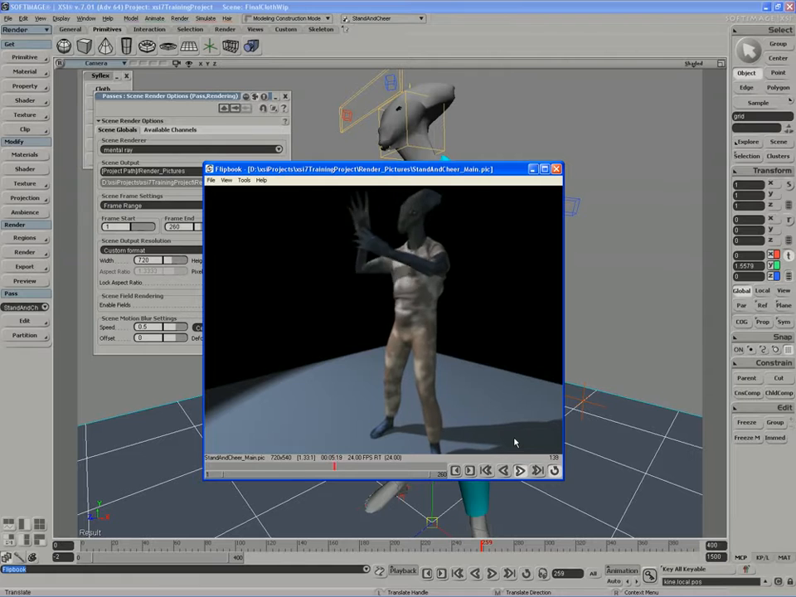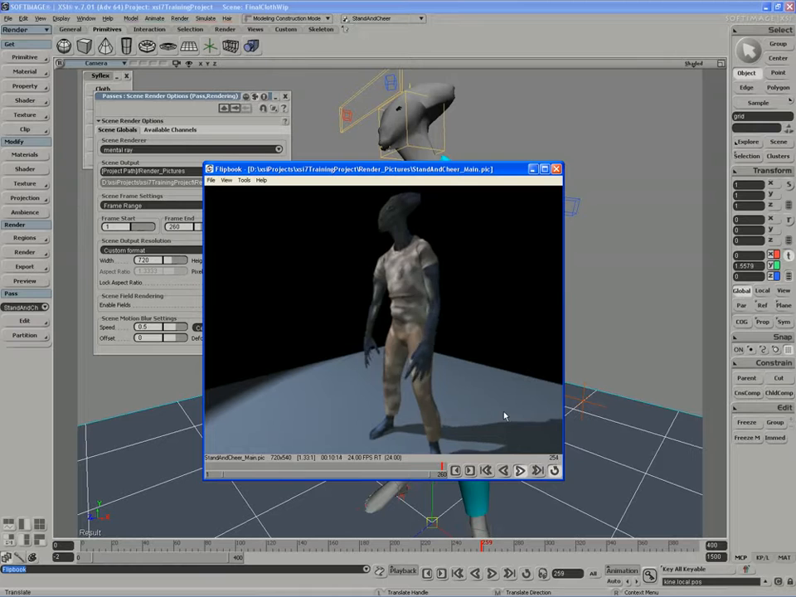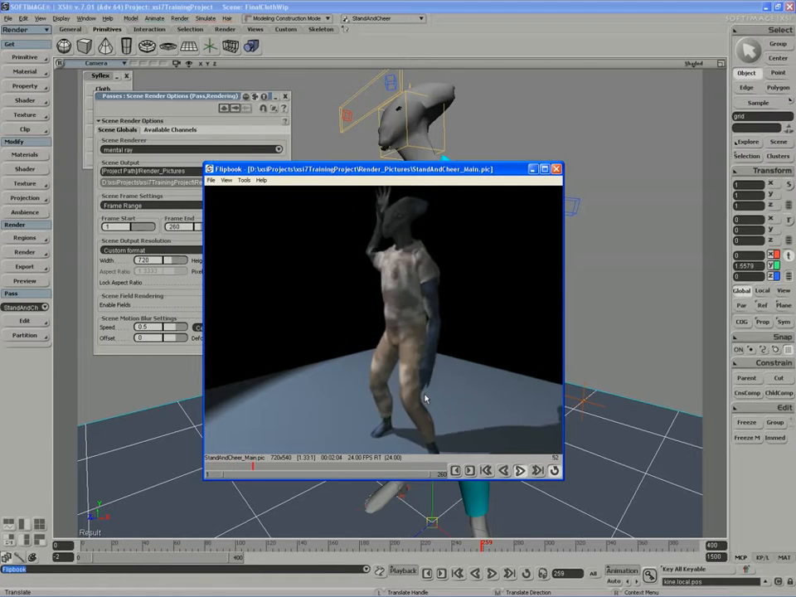So it actually doesn't look too bad. There's no penetration of the cloth and the skin, and the clothing actually holds up really well. We don't see any collisions at all.